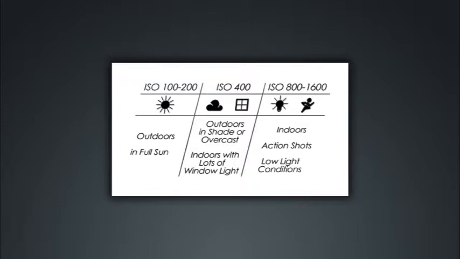In the shade on an overcast day or indoors with lots of window light, use ISO 400. ISOs 800 and higher should be used indoors for action shots or in other low light conditions. The level of digital noise will depend on the ISO setting. Typically, digital noise starts to become noticeable at ISOs 1000 or higher.